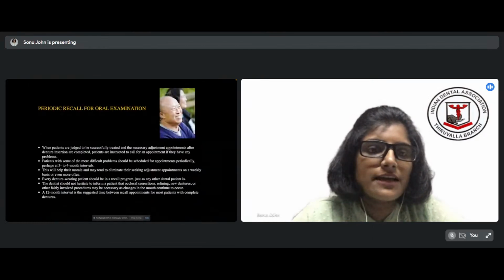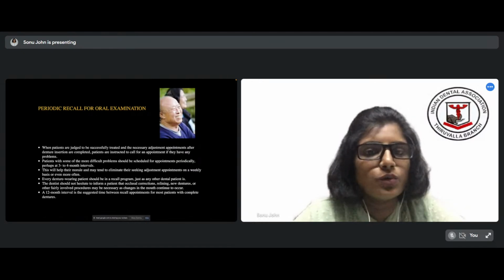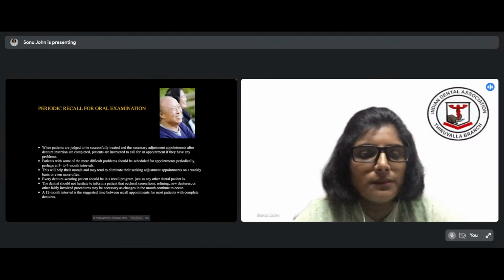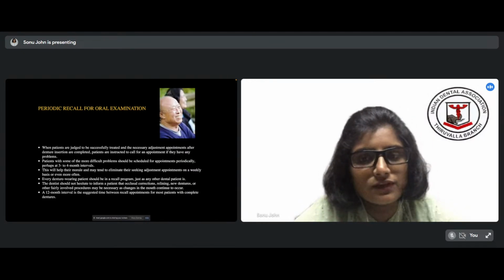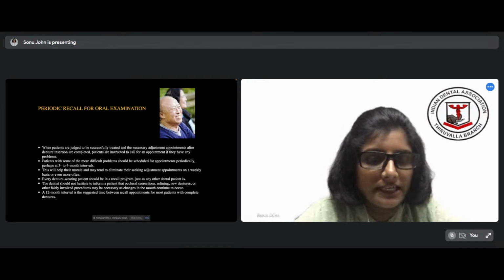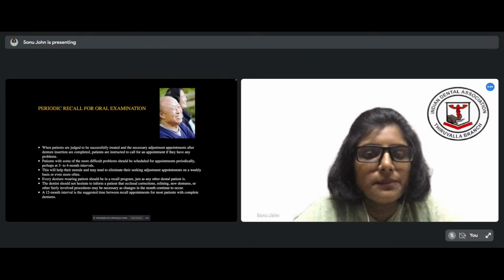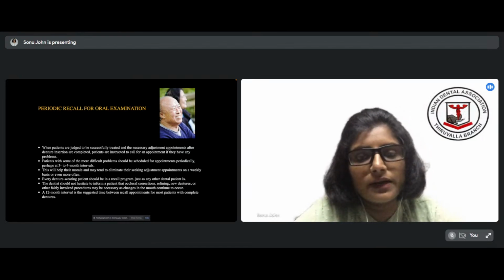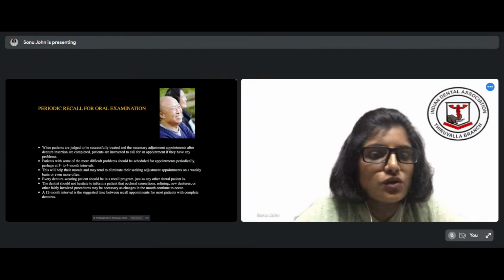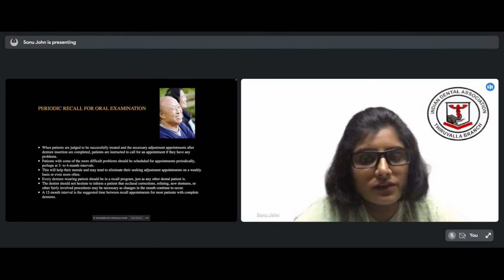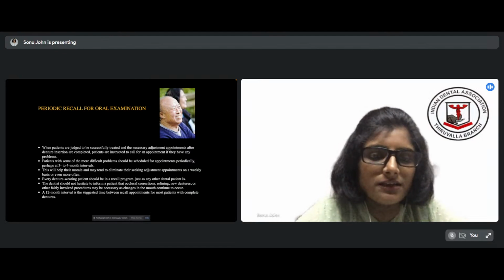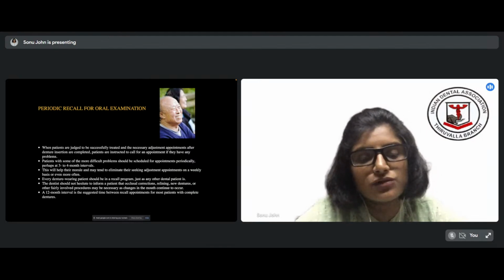Now your patient should have a periodic recall for oral examination. When the patients are judged to be successfully treated, and necessary adjustment appointments after denture insertions are completed, the patients are instructed to call for an appointment if they have any problems. Patients with more difficult problems should be scheduled for appointments periodically, perhaps every 3 to 4 months. We need to recall the patient.